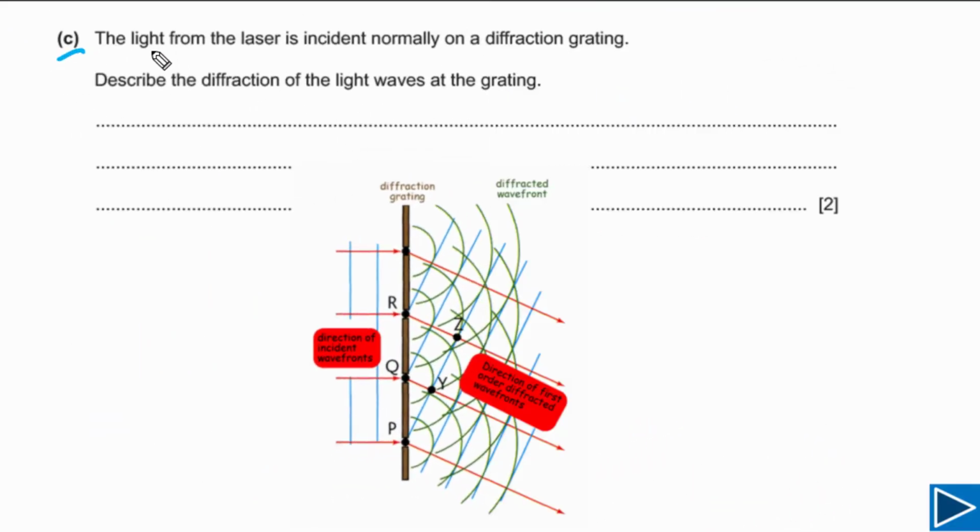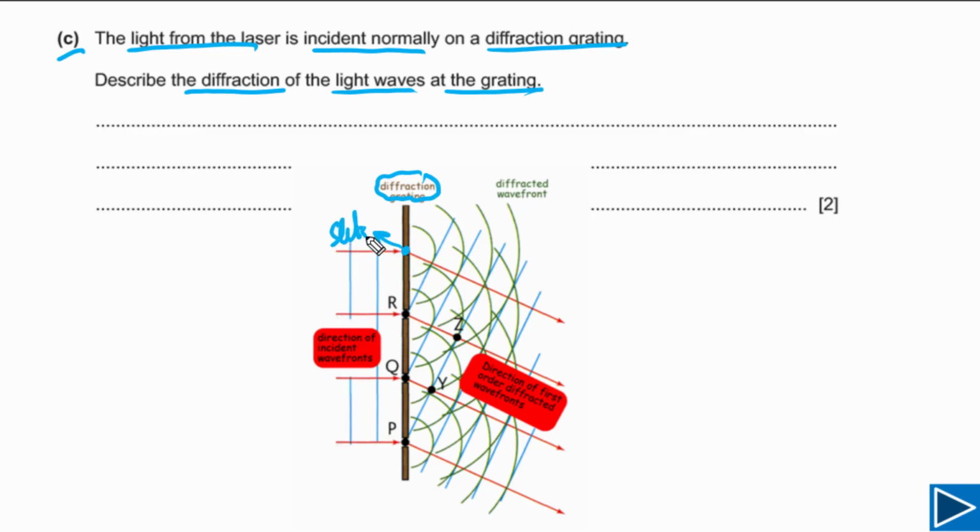For part C, it is given to us that the light from the laser is incident normally on a diffraction grating. We need to describe the diffraction of the light waves at the grating. So here is the diffraction grating. In this diffraction grating, you can see small holes, and these holes we call slits.